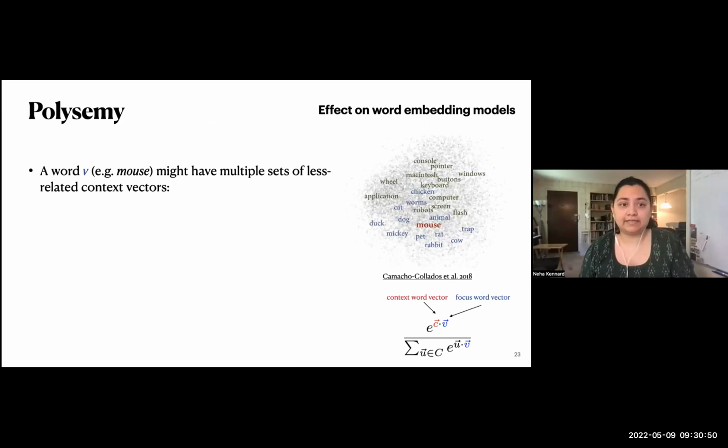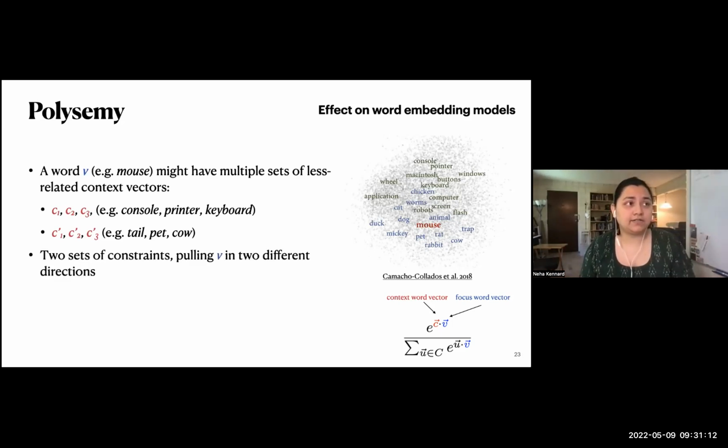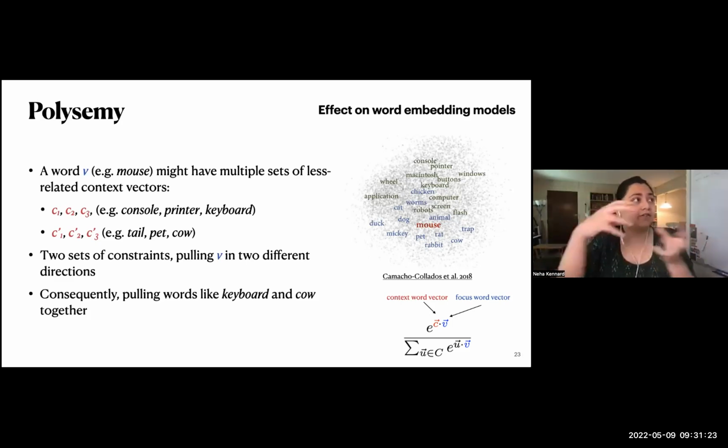If you look at a model like this, going back to how we discussed the focus vector and the context vector, a word could have multiple sets of context vectors that are not super related to each other. So maybe the word mouse is related to console, printer, keyboard, but it's also related to tail and pet and cow. And what happens here is you have two sets of constraints that are both, due to this dot product, dragging the vector for mouse in two different directions. As a consequence, words like keyboard and cow are also getting pulled together, and this can result in some counterintuitive nearest neighbors.